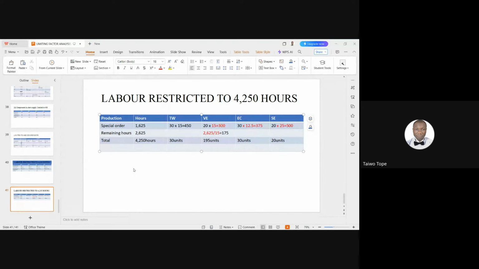Madam Enesi, is this clear? Yes, sir. Very clear. All right. So let's forge ahead to part C and part D now.